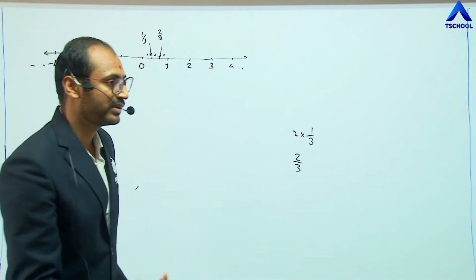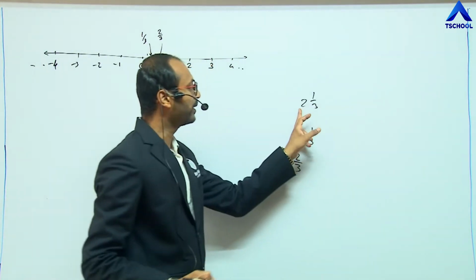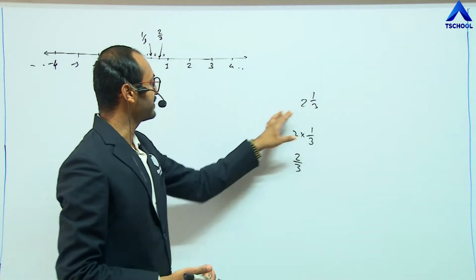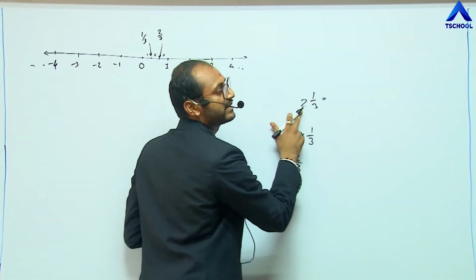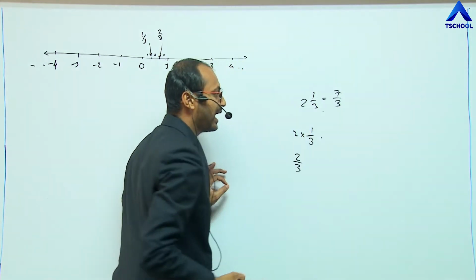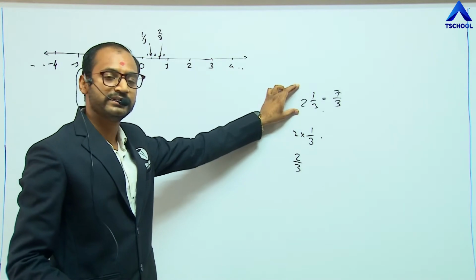But a mixed fraction is written this way, 2 complete and 1 upon 3. So this is the mixed fraction. Simplification of this number is: 2 3s are 6, plus 1, 7 upon 3. So these two numbers are different. This is a mixed fraction number. Clear?